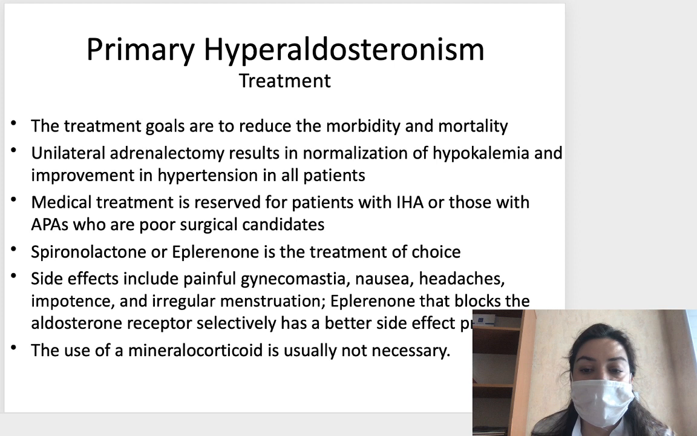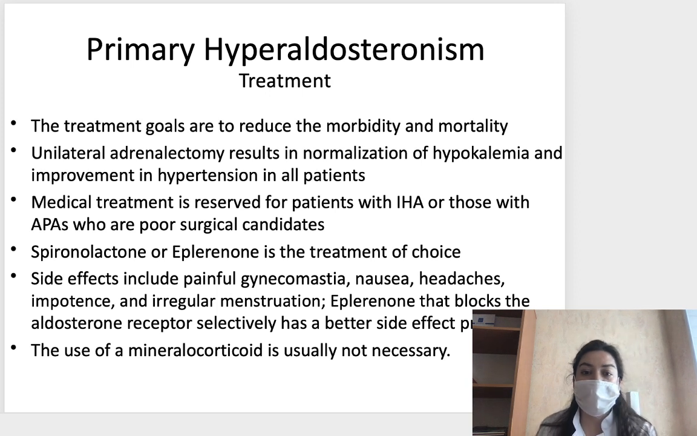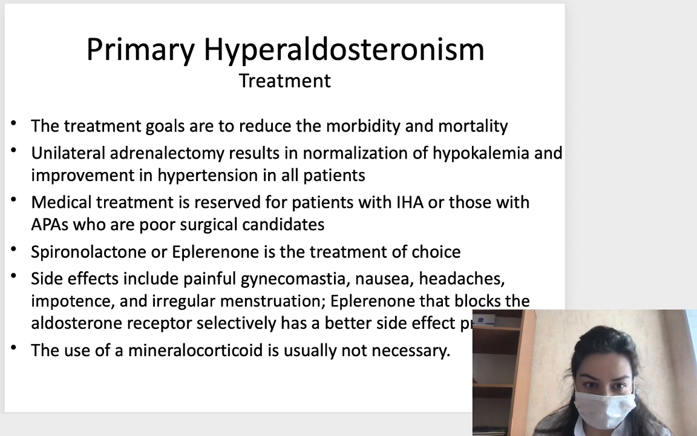Treatment of primary hyperaldosteronism. The treatment goals are to reduce morbidity and mortality. Unilateral adrenalectomy results in normalization of hypokalemia and improvement in hypertension in all patients. Medical treatment is reserved for patients with idiopathic forms or those with adenoma forms who are poor surgical candidates. Spironolactone and eplerenone are the treatment of choice among pharmacological medicines.